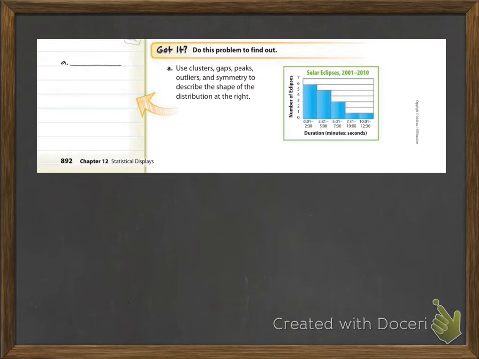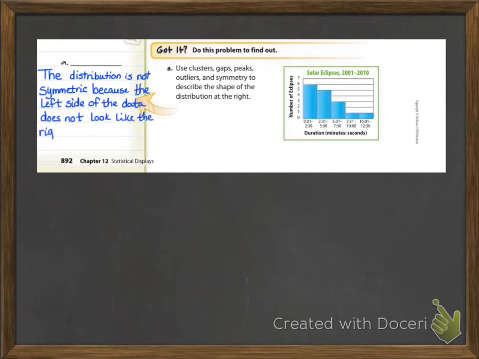All right, so if you haven't paused the video yet, go ahead and pause it because I'm about to show the answers. All right, so the first thing I'm going to do is talk about whether the distribution is symmetric. It is definitely not symmetric because if you look at it, the left side of the data does not match or look exactly like the right side of the data.